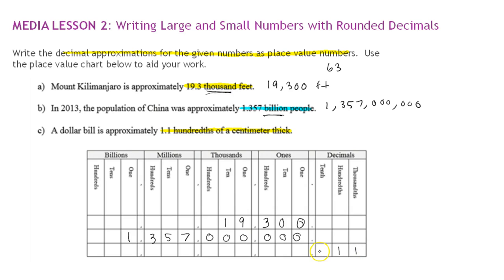Okay. Now here we need to fill in the place values before the decimal. Well, there's just 1, and lots of times we like to put a 0 in the ones place to indicate that there are 0 whole numbers. So to write this as a place value number, we write this as 0.011 centimeters thick.